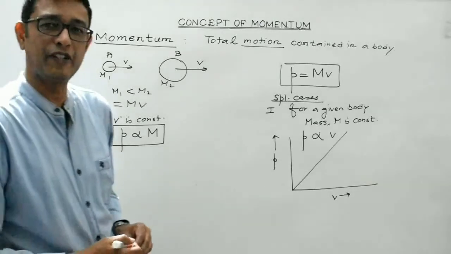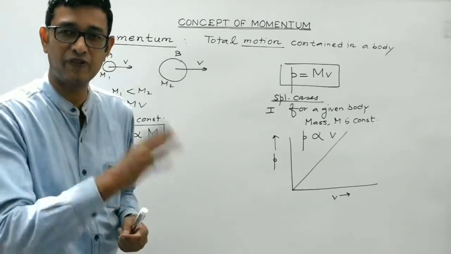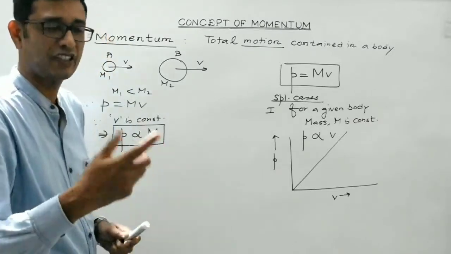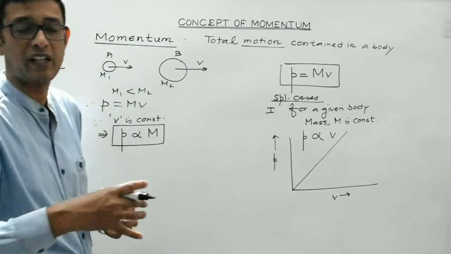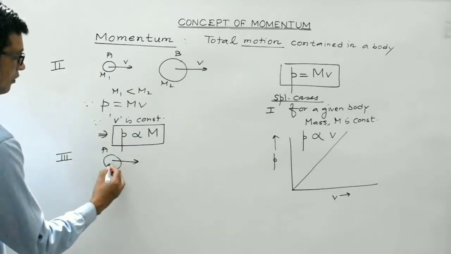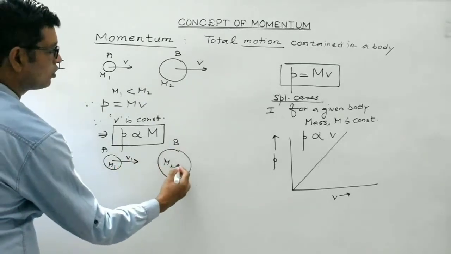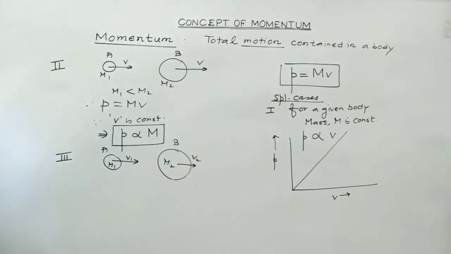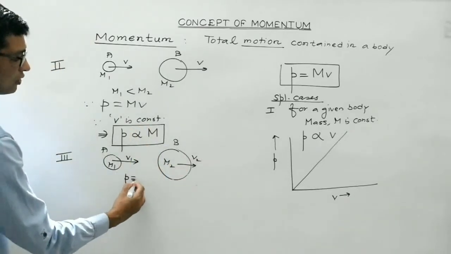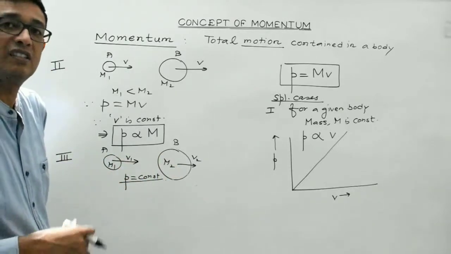If we consider 2 different bodies and suppose they are having different masses moving with different speeds, but if those 2 bodies possess the same momentum, then let's see what happens. What are the things which we can conclude from this? Suppose these are the 2 bodies. This is body A of mass m1 moving with velocity v1. This is body B of mass m2 moving with velocity v2. And their masses are different, their velocities are different. Suppose here P is constant. P is constant means suppose both these bodies possess the same momentum.